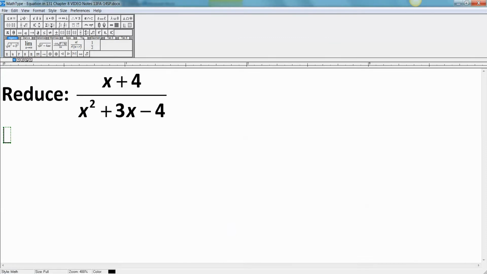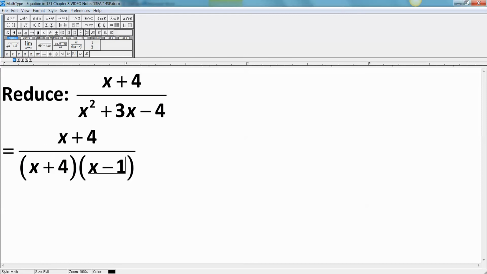That's my first mission. So this would be equal to x plus 4 over x plus 4 times x minus 1, right? Because that way, if I multiply, for my last, I'll get -4. For my first, I'll get x squared. And then outers and inners. Outers is -1x. Inners is positive 4x. And when you add those up, you'll get 3x in the middle.